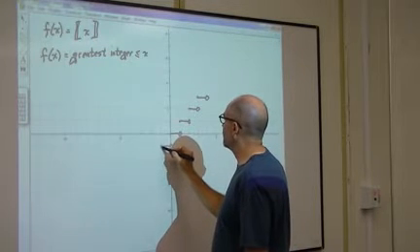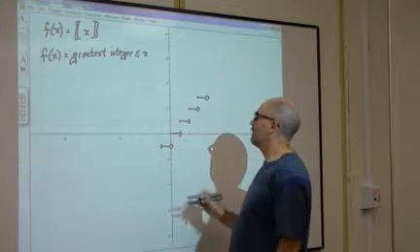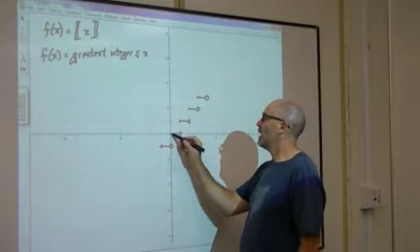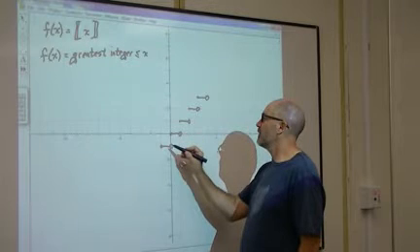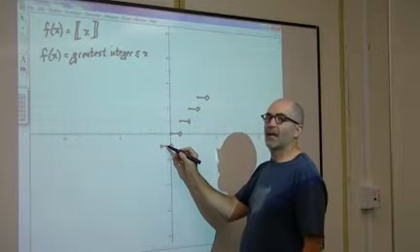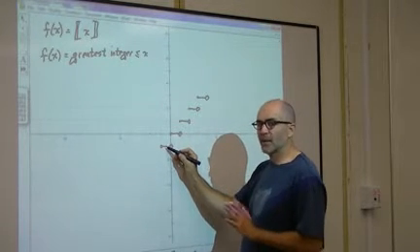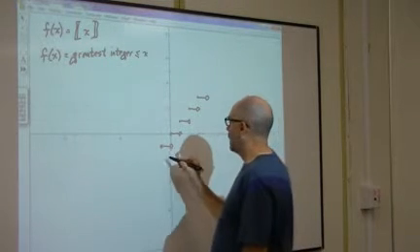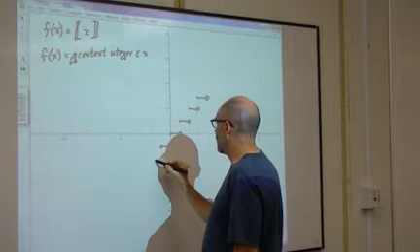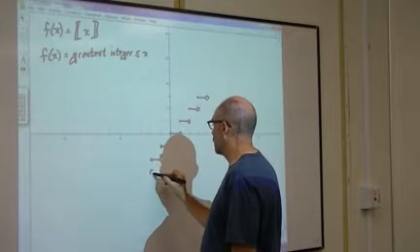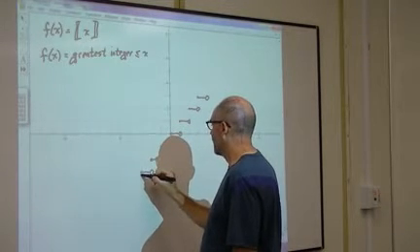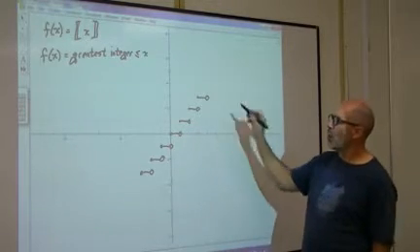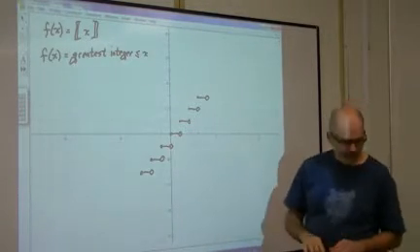If x is -1, then my value is -1. If x is -0.9, well, the greatest integer less than or equal to -0.9 is still -1. And so it goes back this direction. So, a beautiful work of art. A staircase with slope 1 that goes through the origin.